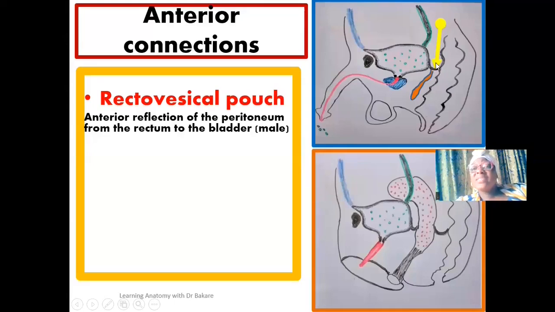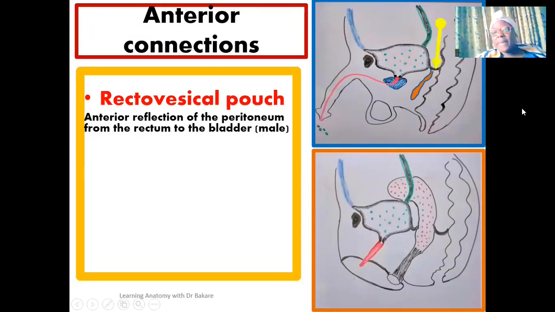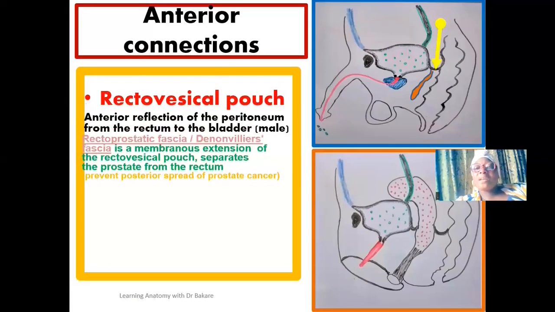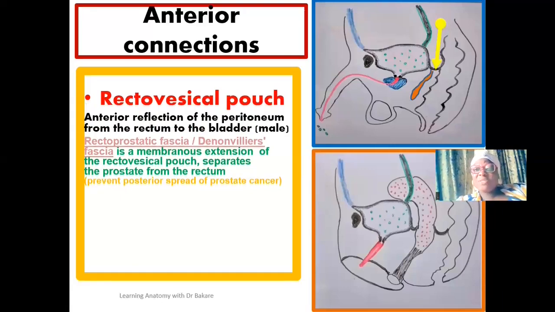This is what is arrowed here in yellow. This is the urinary bladder here, and posteriorly we have the rectum. So the rectovesical pouch is helping to connect the urinary bladder to the rectum. Also going further on the rectovesical pouch, there is an inferior extension of this pouch, and this is the inferior extension of this pouch, also arrowed in yellow. This inferior extension is referred to as the rectoprostatic fascia or the Denonvilliers fascia.